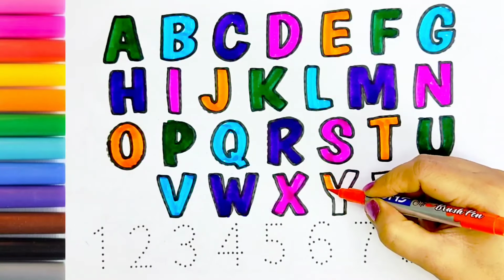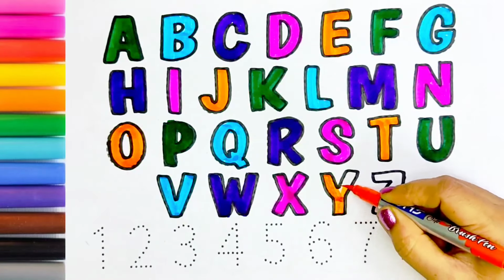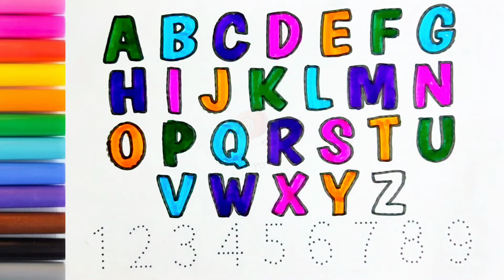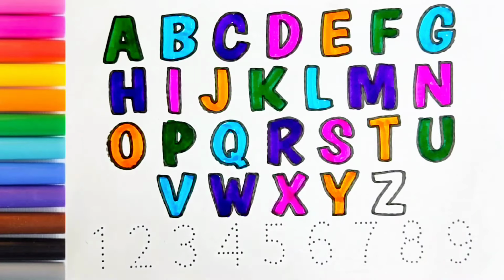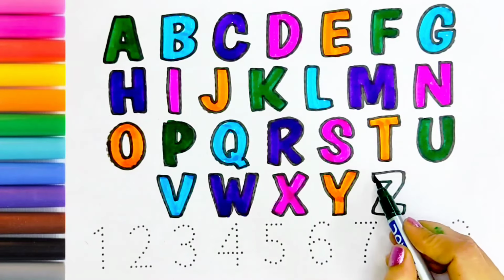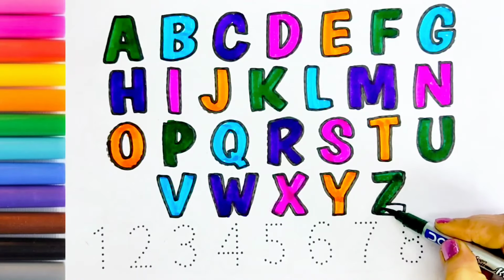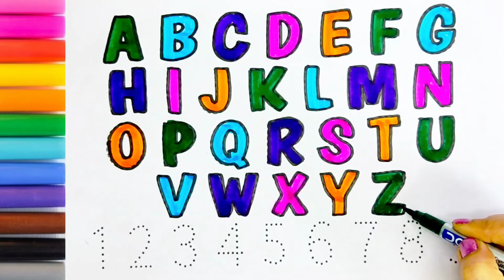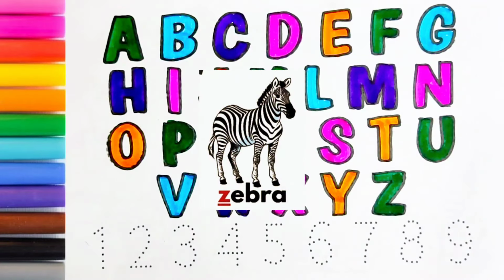Orange color Y. Y for yo-yo. Dark green color Z. Z for zebra.